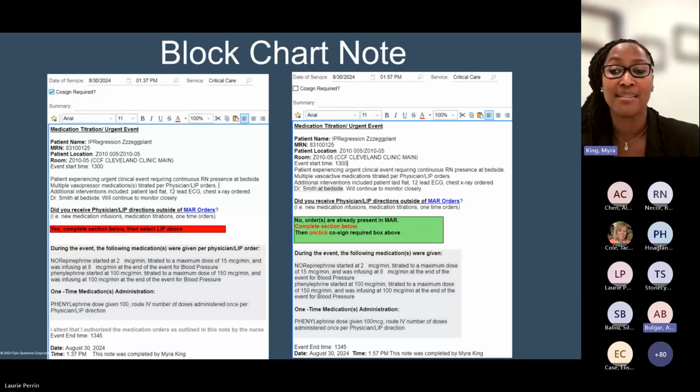On the right side of the screen, same urgent event. However, in the green box, there weren't orders or directions given during the urgent event that were outside of the MAR. So the nurse would just simply complete the note and sign it, and it would be in the electronic health record. Next slide, please.